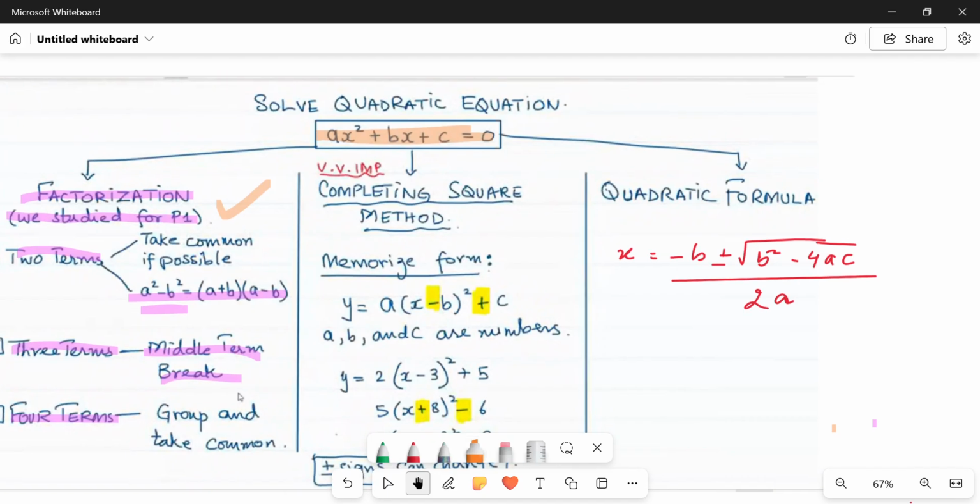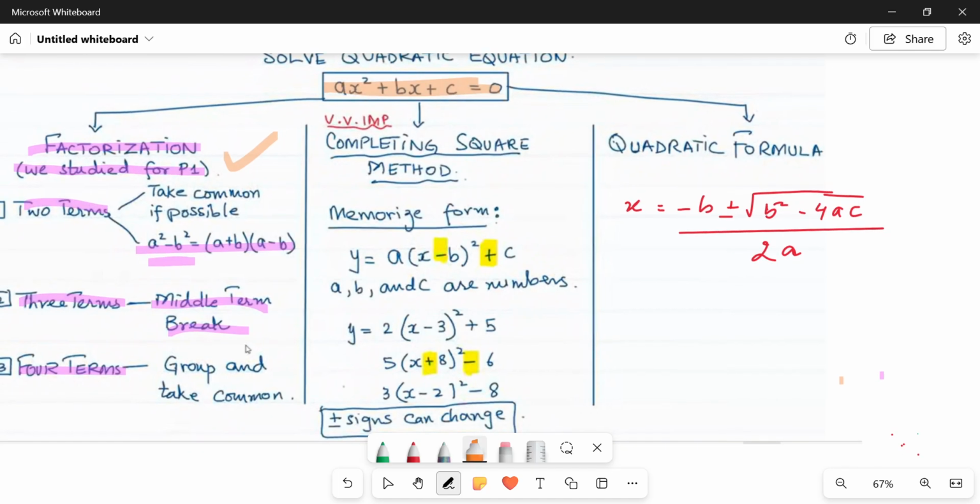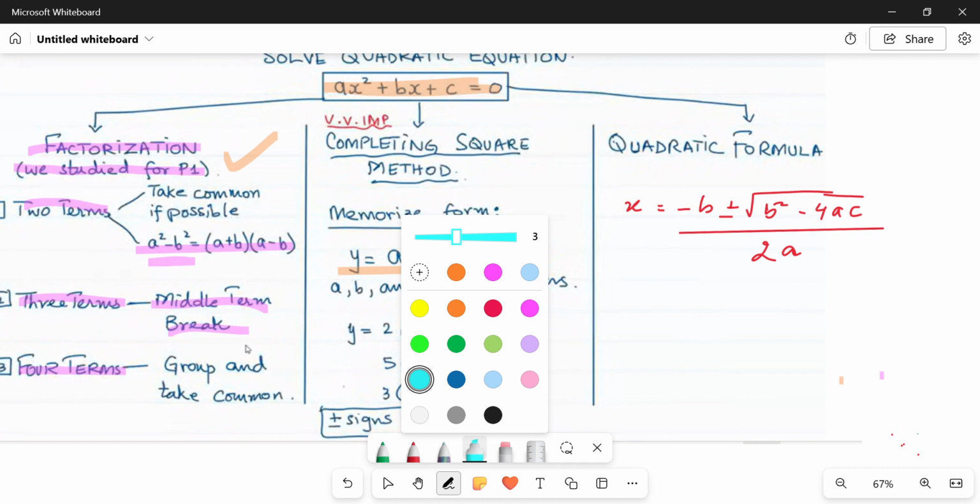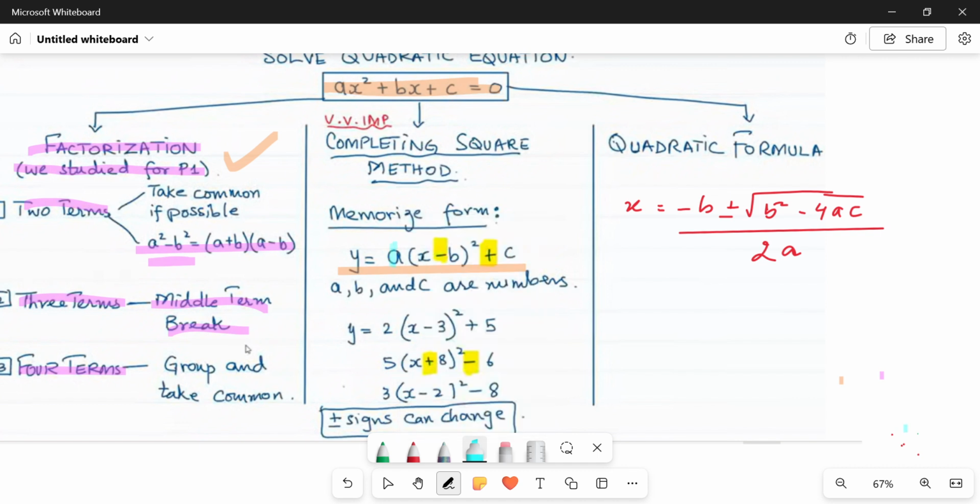So let's see the format here. The format is y equals a times (x minus b) the whole squared plus c, right? So here a, b and c are constants, right? And the minus and plus: the center one has the minus inside the bracket, and the plus sign here. So the signs can change, it doesn't matter, right?